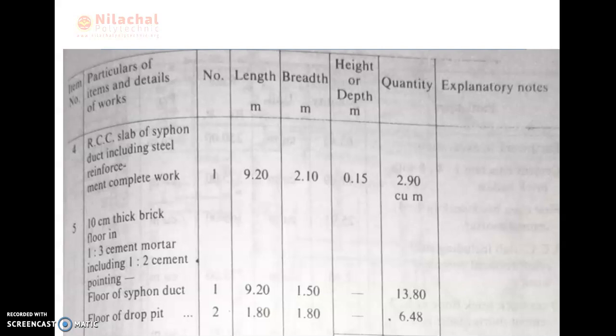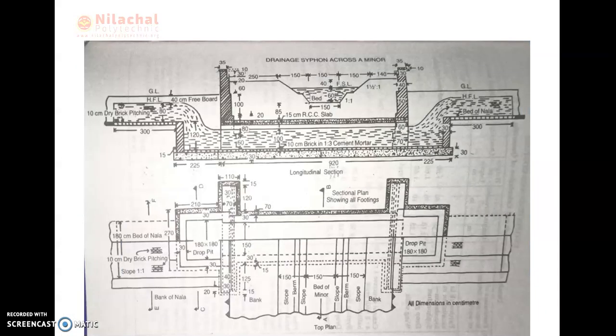So first we discuss the floor of siphon duct and floor of drop pit. In the case of the floor of siphon duct, a 10 cm thick brick floor is provided. In the case of the floor of drop pit, also 10 cm thick brickwork is provided. So we need to first check where the brickwork is provided. The brickwork is provided here, and also here.